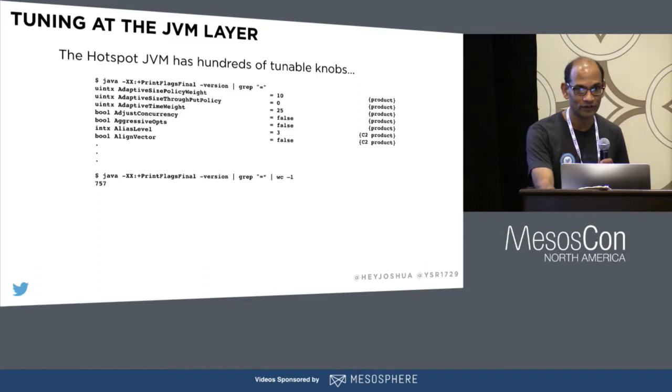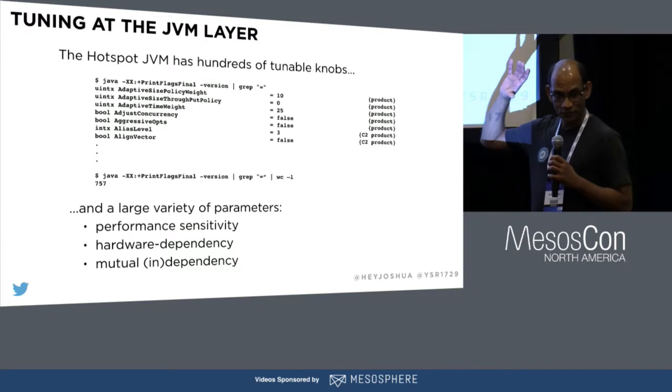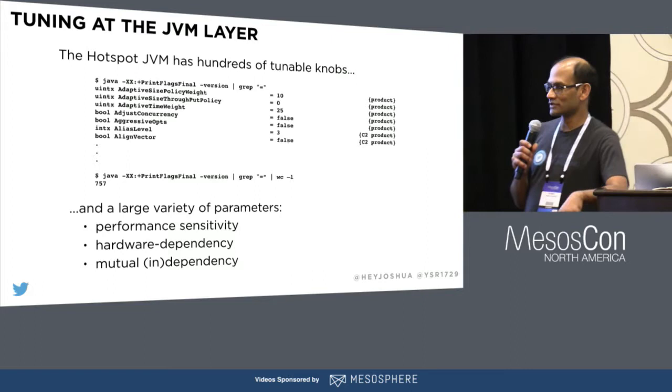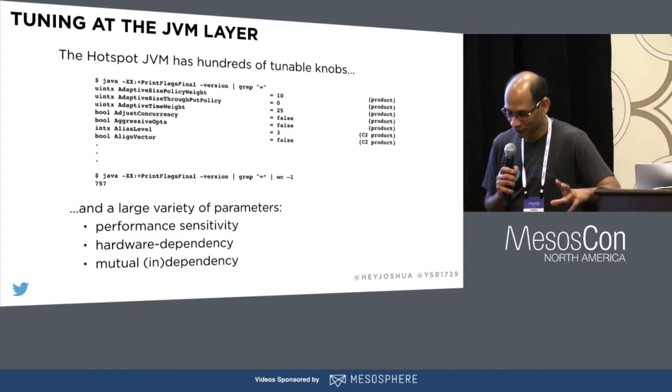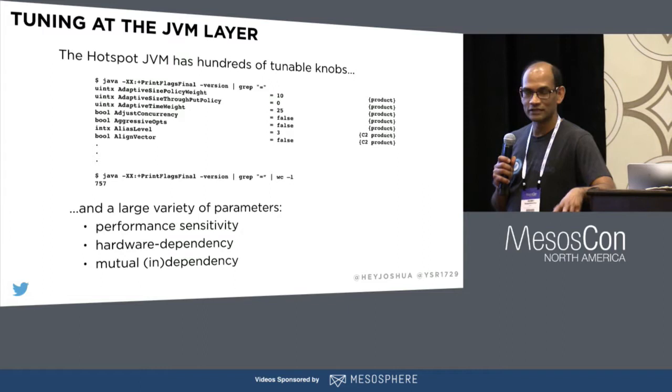These parameters, just even focusing on the JVM, there's lots of them, and the performance of your service might be sensitive to some, but not to other parameters. We a priori may not know the performance sensitivity of your service to the settings of each of these parameters. Some of the parameters themselves are hardware dependent.